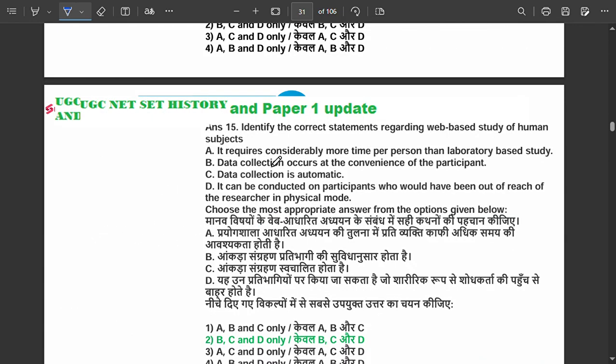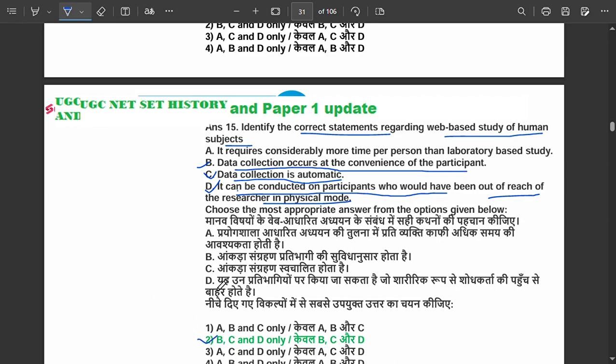Identify the correct statement regarding the web-based study of human subject. Data collection occurs at the convenience of the participants, and data collection is automatic and it can be conducted on participants who would have been out of reach of the researchers in physical mode. So B, C and D was the correct answer of number 2.